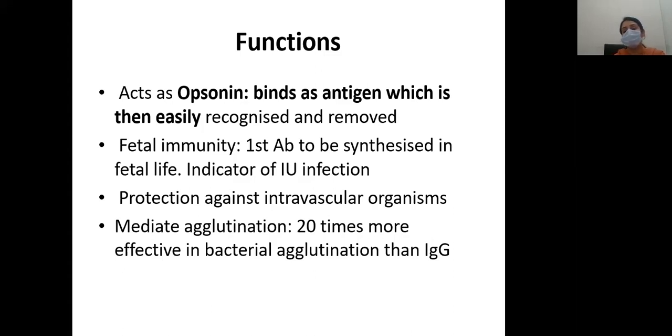And it also has a role in fetal immunity. First antibody to be synthesized in fetal life, and it is basically an indicator of intrauterine infection, and it also protects against intravascular organisms and also mediates agglutination that is 20 times more effective in bacterial agglutination than immunoglobulin G.